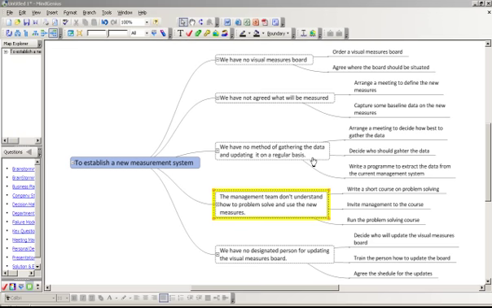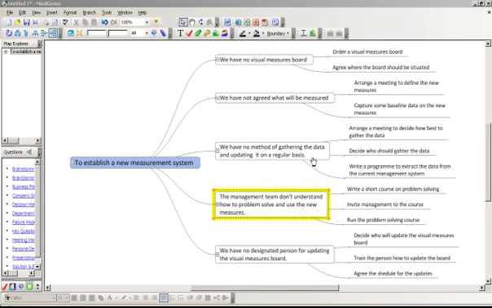Okay, we're back. As you can see, what I've now done is taken the additional actions required to remove the obstacles. So again, we would do a further sufficiency check, which is, in the case of this obstacle, we have no method of gathering the data and updating it on a regular basis. The sufficiency check is if we'd arranged a meeting to decide how best to gather the data and decided who should gather the data, and we'd written a program to extract the data from the current management system, would that be sufficient to be able to remove this obstacle, which is we have no method of gathering the data and updating it? And again, hopefully the answer would be yes.